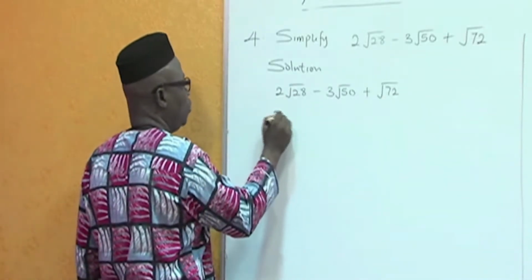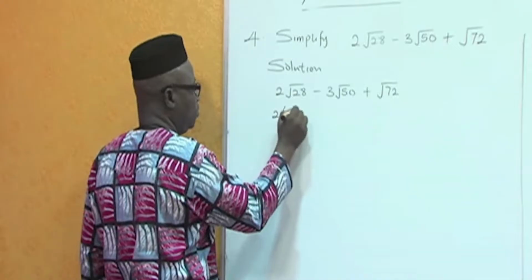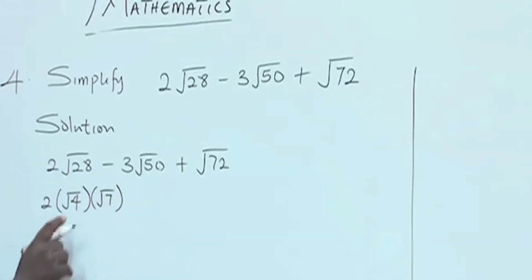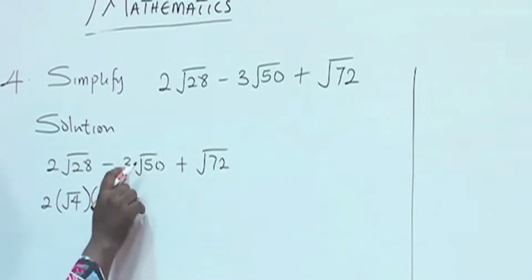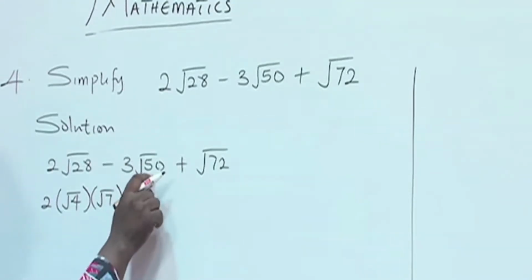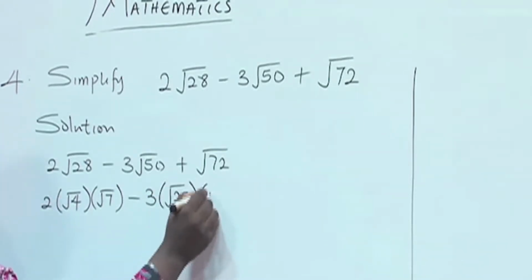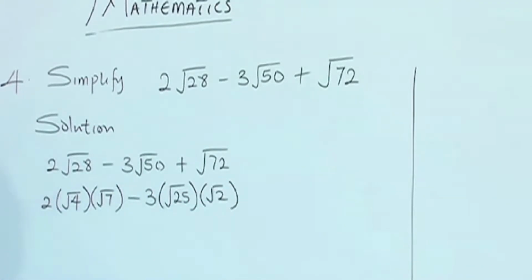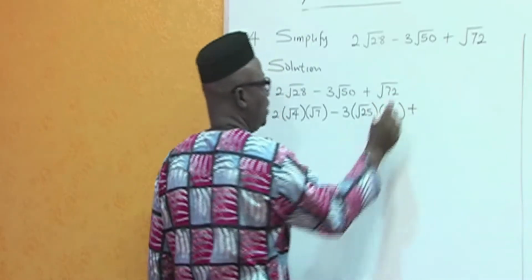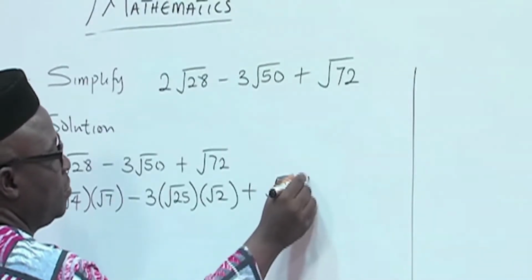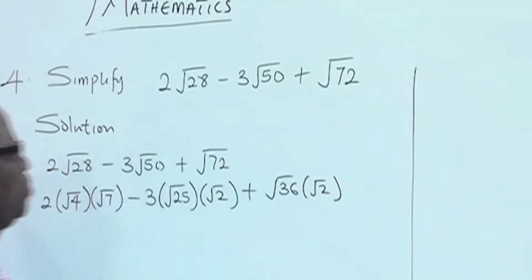So root 28 can be written as root 4 times root 7. We are using 4 because 4 is a perfect square. Root 4 multiplied by root 7 is root 28. We are going to simplify this also. We have 3 root 50, and root 50 can be expressed as root 25 multiplied by root 2. Then plus root 72 can be expressed as root 36 multiplied by root 2.